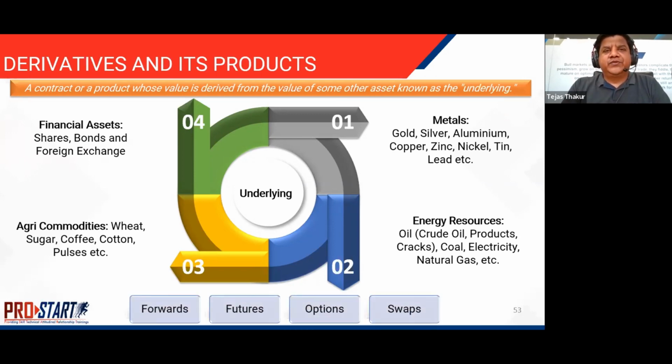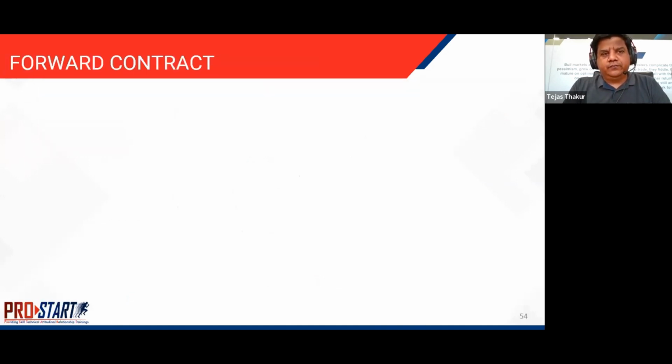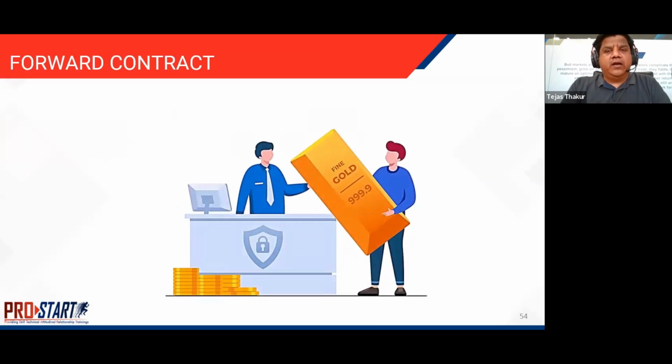Four broad product categories we look at in derivatives are forwards, futures, options, and swaps. We'll look at them individually going forward. What is a forward contract? Let's say you are interested in buying gold. There could be multiple options here. Case one, you decide to purchase on the spot. That is, I want to go and buy gold today.